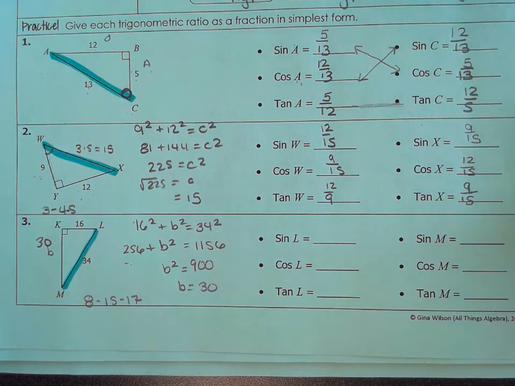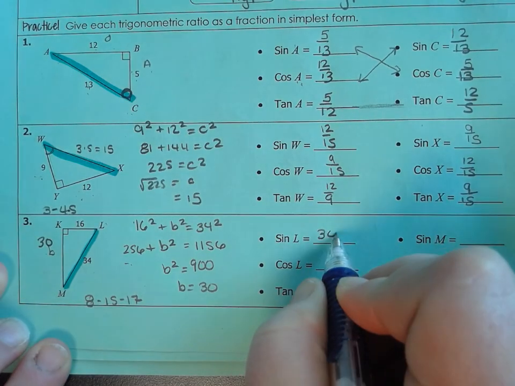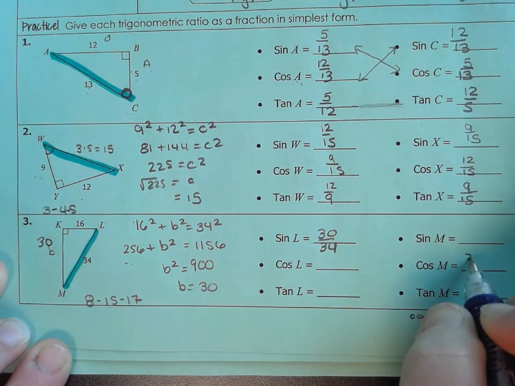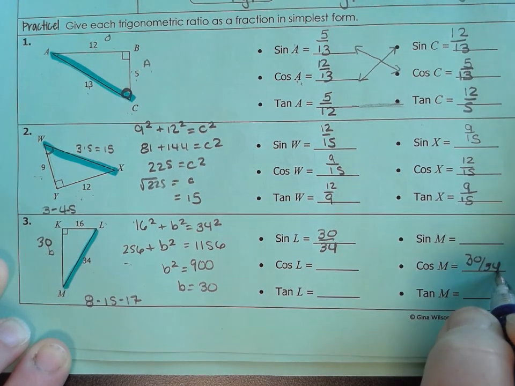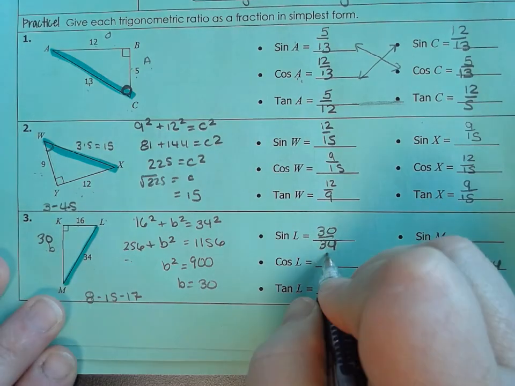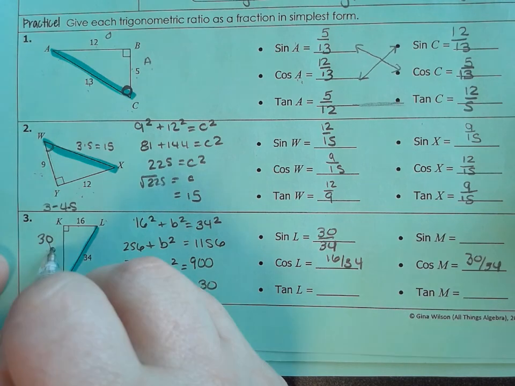Okay, so sine is opposite over hypotenuse, so that's 30 over 34. Cosine is adjacent over hypotenuse, which is 16 over 34. And then I've got opposite over adjacent, so that's 30 over 16.